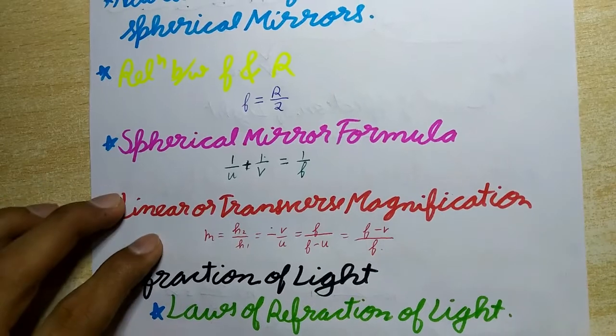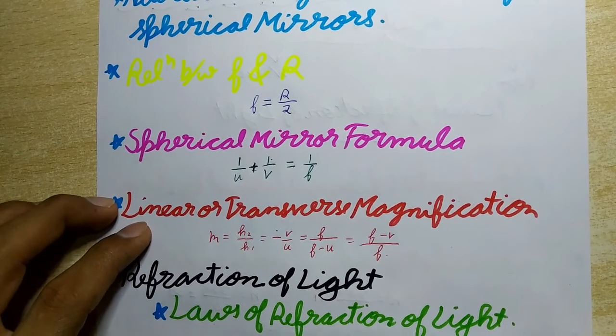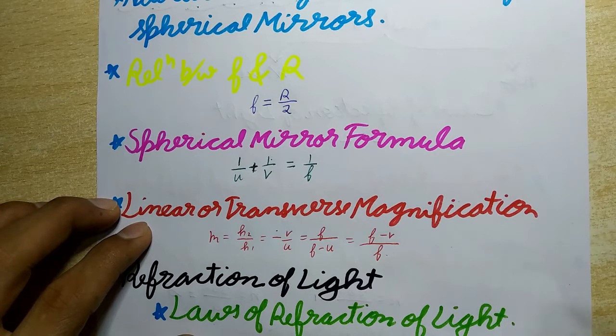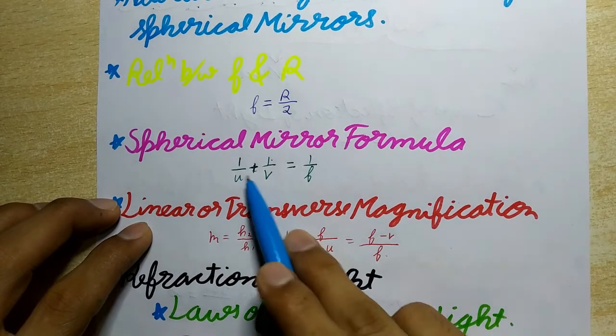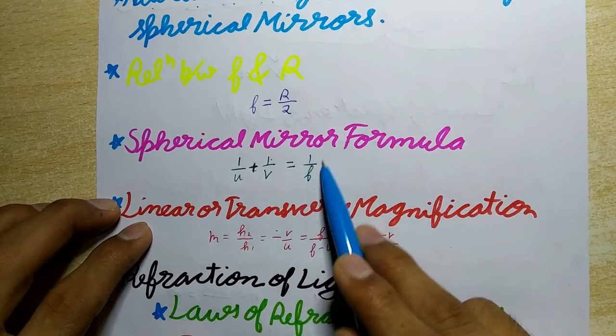Now next is the spherical mirror formula. This gives the relation between object distance u, image distance v and focal length f of a spherical mirror. So 1 by u plus 1 by v is equal to 1 by f.